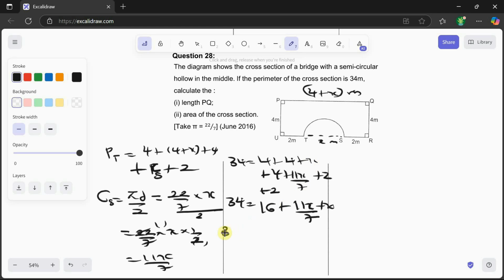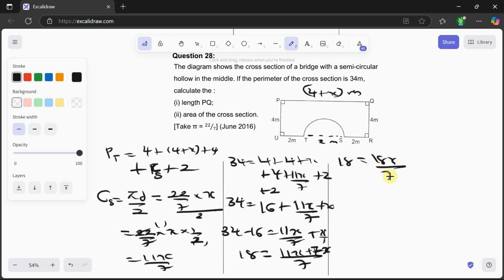So that will be 34 minus 16 is equal to 11x all over 2 plus x. So 34 minus 16 is 18. So 18 is equal to all over 2. 2 is 2. This will be 11x plus 2 times x, that's 2x. So that will be 18 is equal to 13x all over 2.